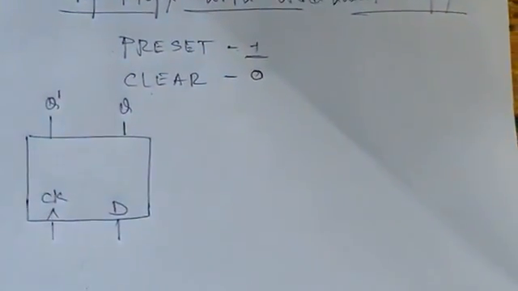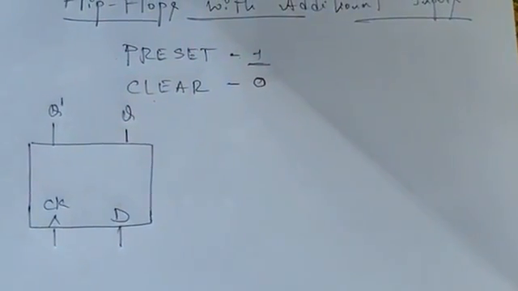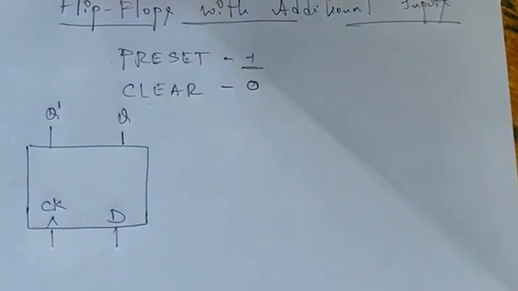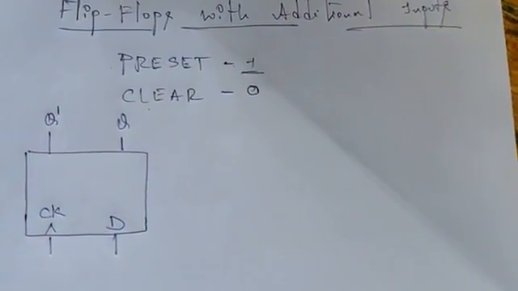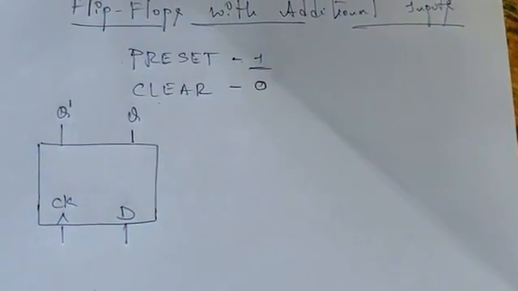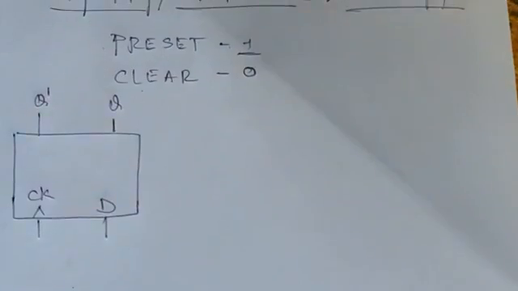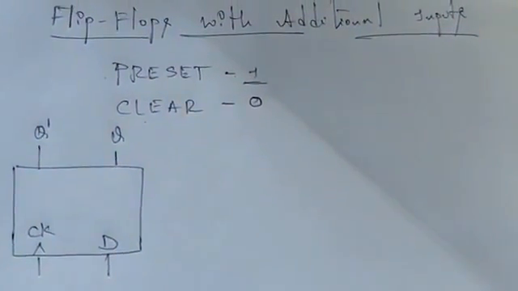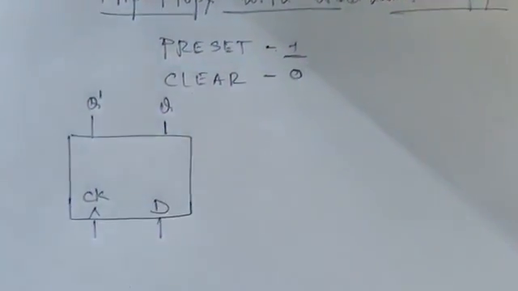So preset means setting 1 in advance. That is what we call as preset. Clear means clear everything and set it to 0. If everything is clear, obviously it's 0. Okay. So these are the two additional inputs for the flip-flops.